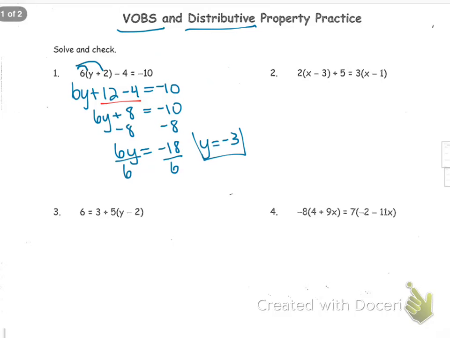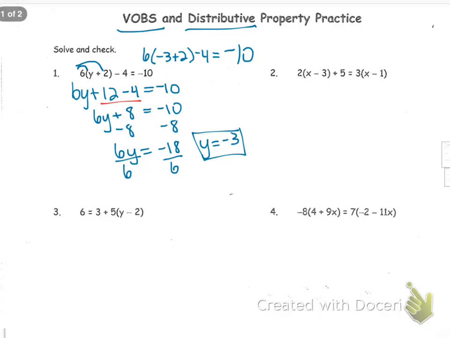Now the way I would check this is I would put this in the calculator. 6 times negative 3 plus 2 minus 4. When I put that in the calculator, I should get negative 10. And I do get negative 10, so I know this is correct. The answer is y equals negative 3. Okay, let's look at this next one.